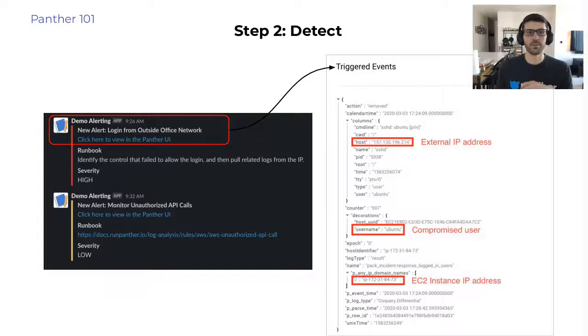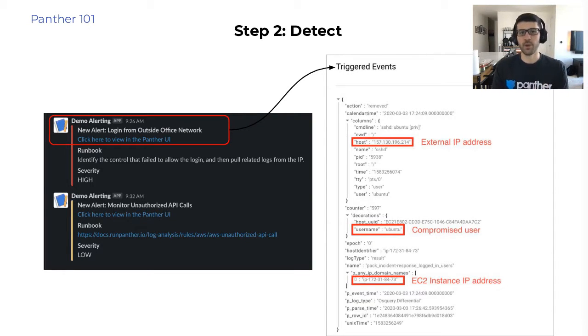Let's take a look. The detections that I set up, I have configured to send to Slack. So in our Slack channel, obviously you wouldn't want to use Slack for a high priority one. In a real scenario, you would use PagerDuty or something that actually would call your on-call. But for the purpose of this demo, let's just say it writes to Slack. So in this view, we get an alert from someone logging in from an outside network, and we see a second alert right under that, which is monitoring unauthorized API calls.